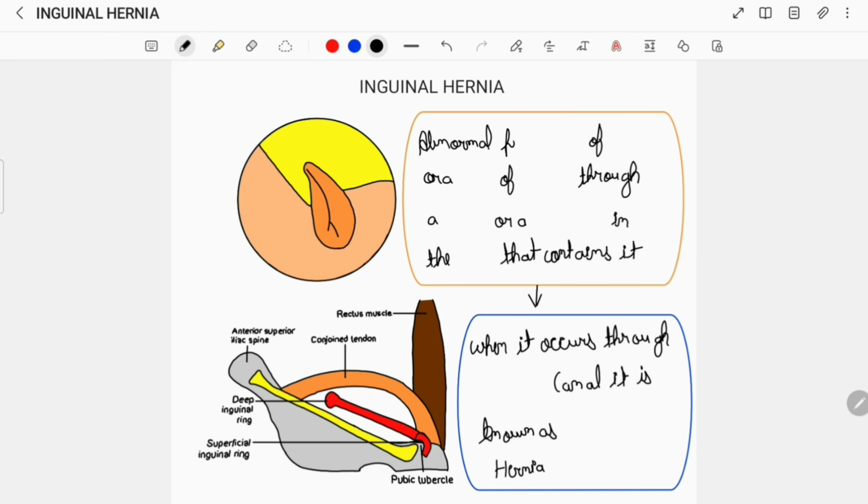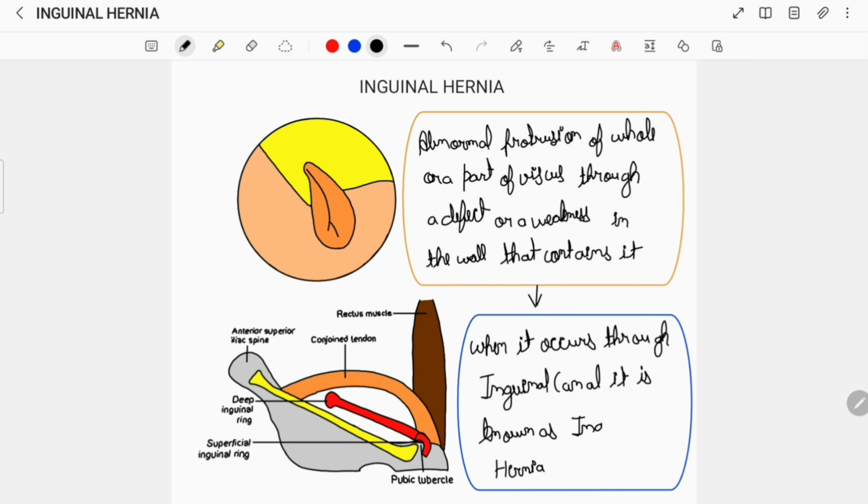Hey everyone, today I'll be talking about inguinal hernia. Hernia is defined as protrusion of whole or a part of the viscus through a defect or a weakness in the wall that contains it. When this protrusion occurs through the inguinal canal, then it is known as inguinal hernia.